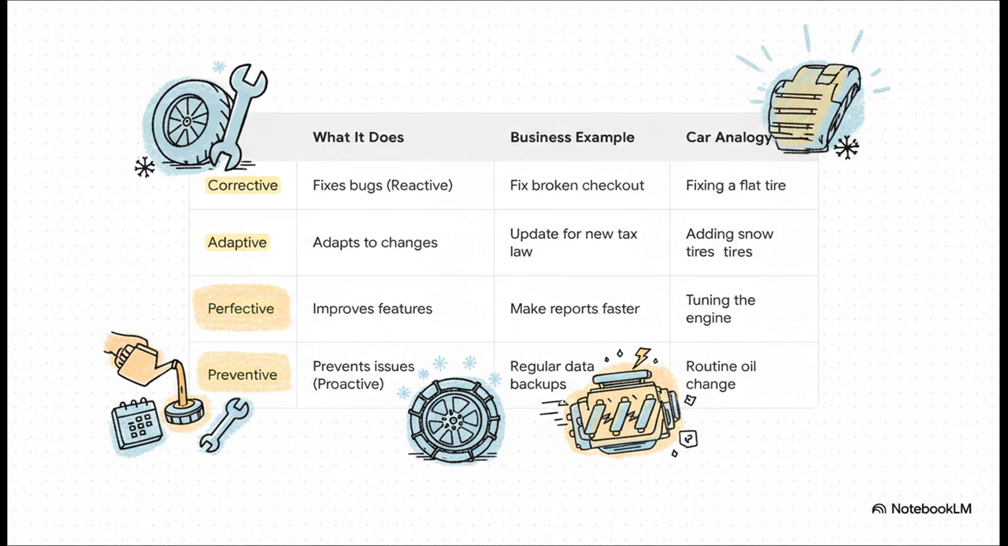Second is adaptive maintenance. This is when the world outside your company changes and your system has to adapt. A new tax law like GST comes in, you have to update your software. Think of it as putting snow tires on your car for the winter. Third, perfective maintenance. This is all about making a good system even better. Maybe you make a report generate 50% faster. This is like tuning your car's engine to squeeze out a little more horsepower.